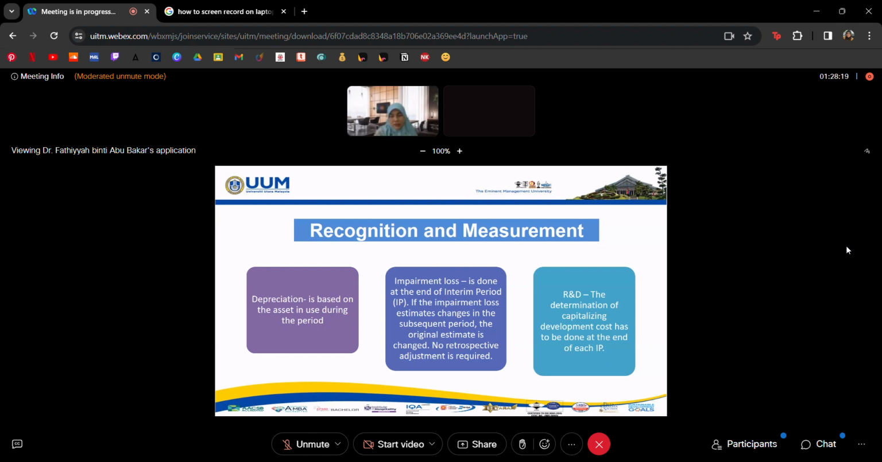Let's take a look at some examples of how you recognize and measure several items in the financial statement. First one is depreciation. Depreciation is based on the asset in use during the period. So you have to make a portion. Let's say for 3 months, 3/12 times the carrying amount of the asset. If 6 months, 6/12 times the carrying amount. You mean the depreciation expense.